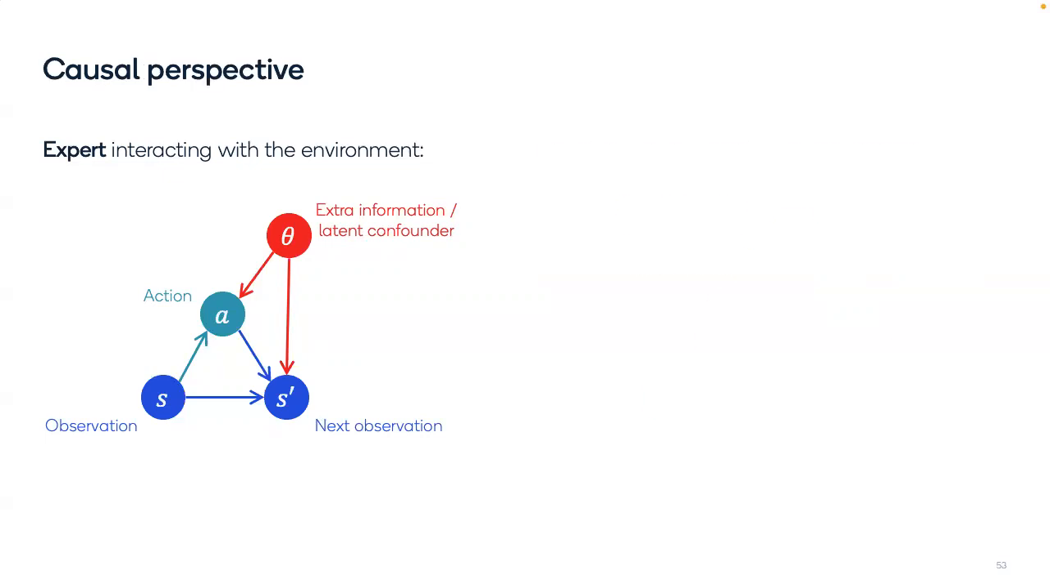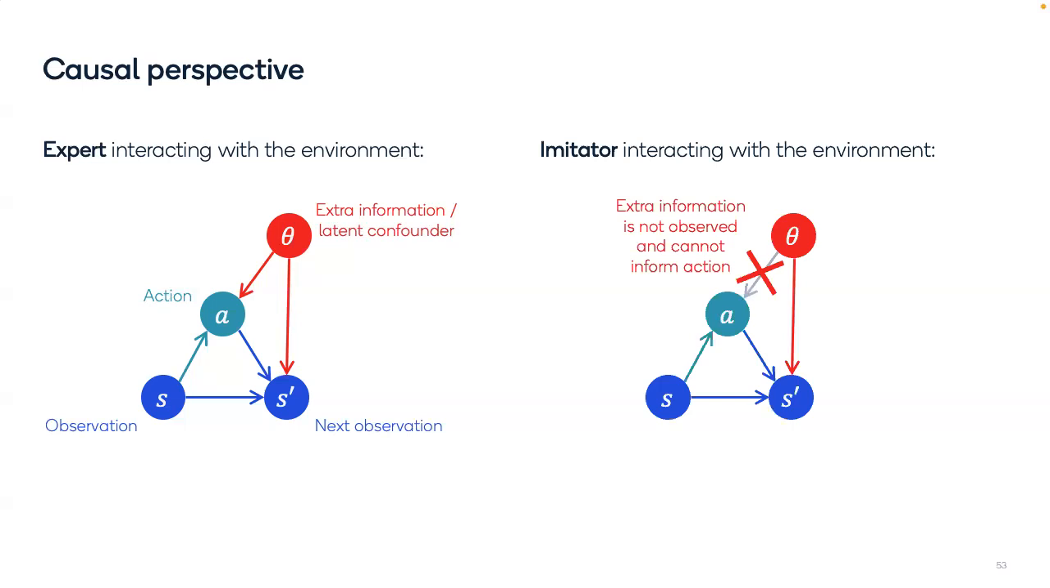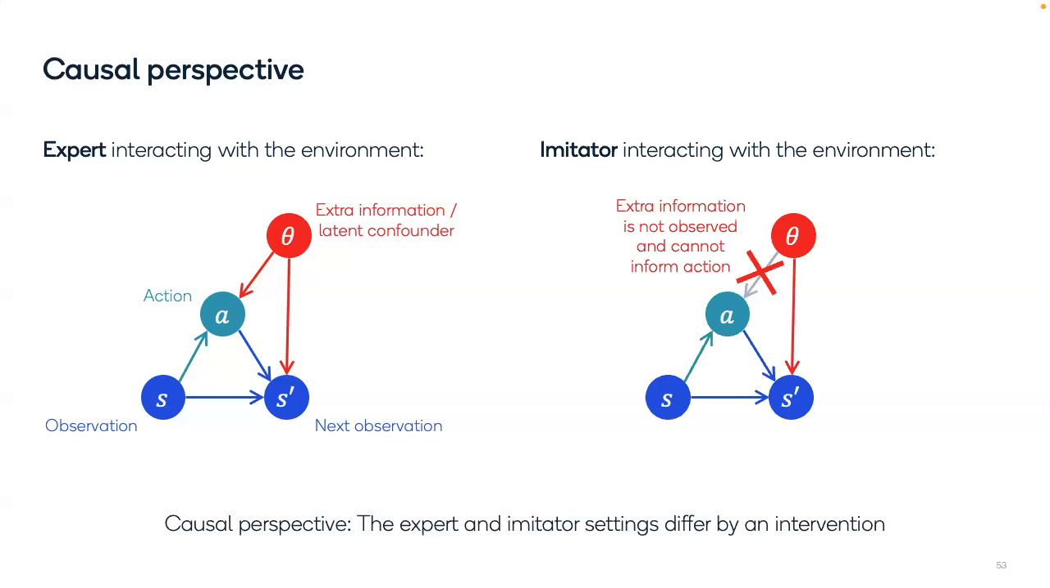For the imitator, the situation is similar, except that the action now cannot depend on this extra information. The transition dynamic still depends on it. So the road conditions or the presence of an ambulance still affect how the environment changes, but the action cannot be informed from this theta. And if you look at this framework of causality, you can see that these two situations can be described in one joint causal model, where the difference between these two distributions is exactly an intervention on the mechanism that generates the action. So causality has a framework to talk about the situation.